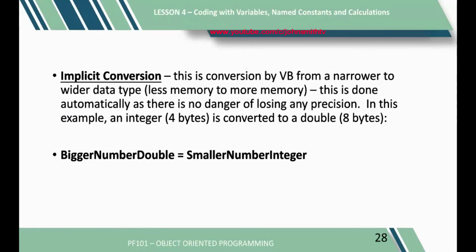Converting a data type can be classified as implicit conversion or explicit conversion. Implicit conversion is conversion by VB from a narrower to wider data type, less memory to more memory. This is done automatically as there is no danger of losing any precision. In this example, an integer, 4 bytes, is converted to a double, 8 bytes. Example: biggerNumberDouble = smallerNumberInteger.